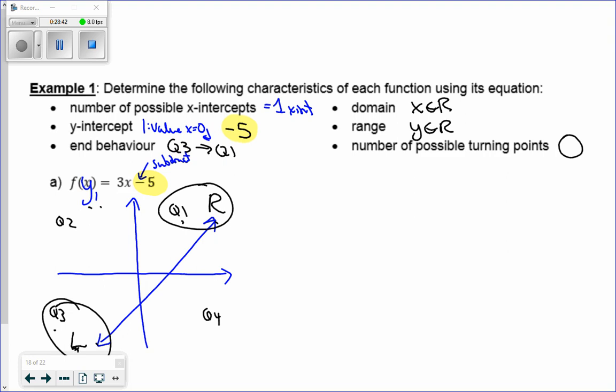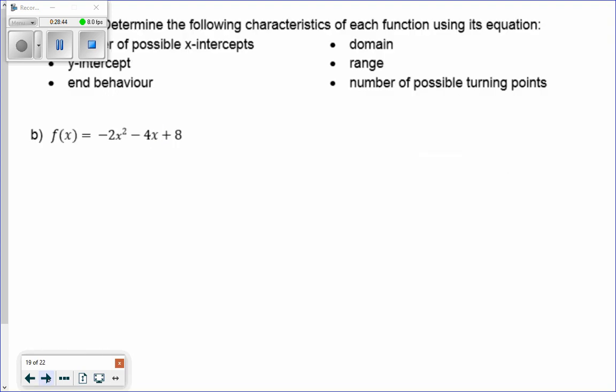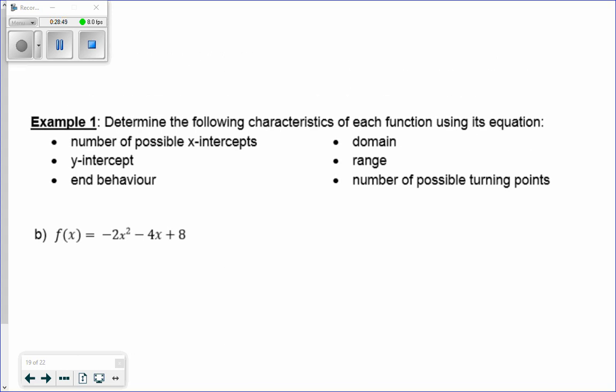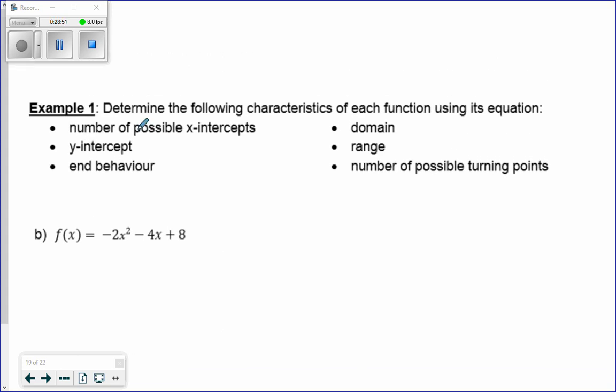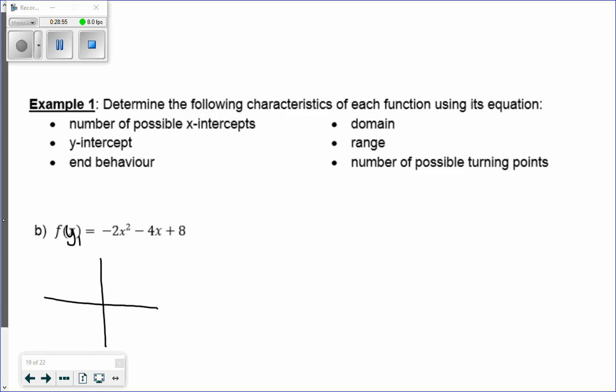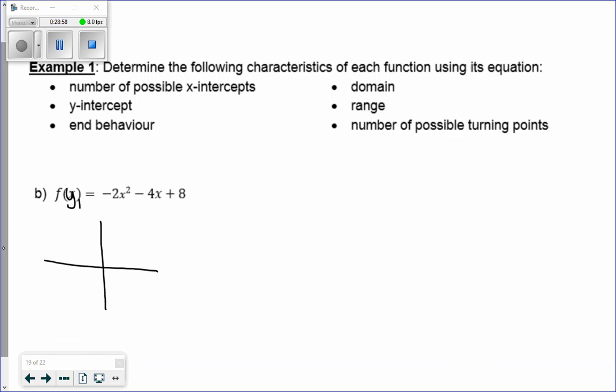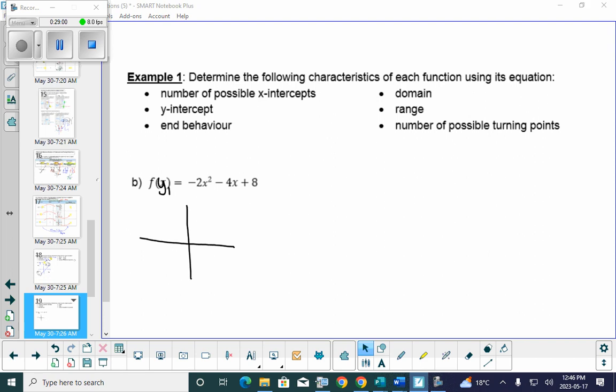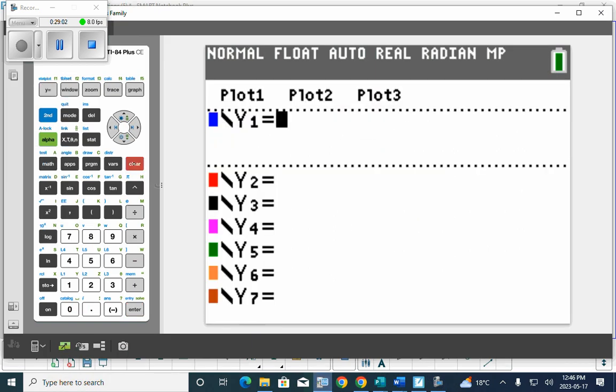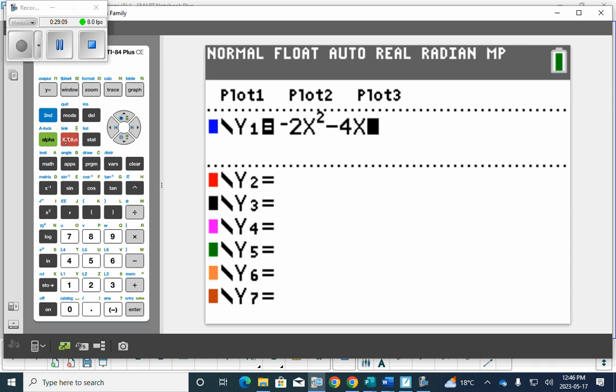You caught up to me? Okay, so same thing. Okay, so let's plug this into y1. Okay, so it's -2x squared, subtract 4x, and then what does it finish with? +8. Okay, so before I do anything, don't hit graph, don't ruin it.